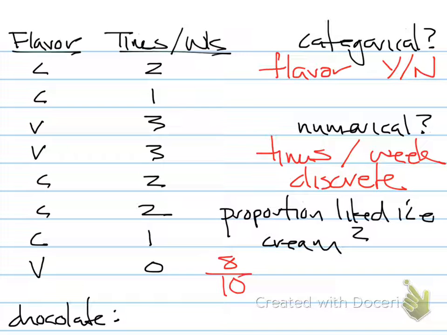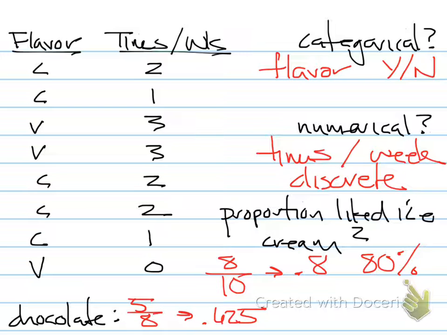And then the proportion of students that liked ice cream, there were 8 students that said they liked ice cream out of the 10 that were sampled in the sample. So that would be 80%. And then the students that said that they liked chocolate, of the 8 students that said that they eat ice cream, 5 of them said that they like chocolate. 5 over 8 gives us 0.625, which is 62.5%.